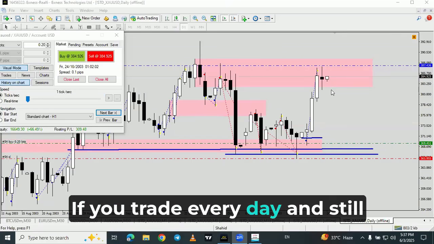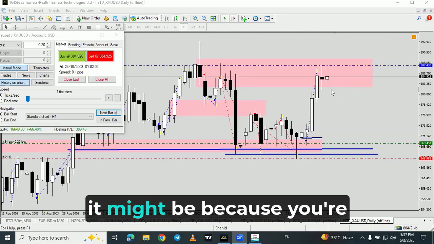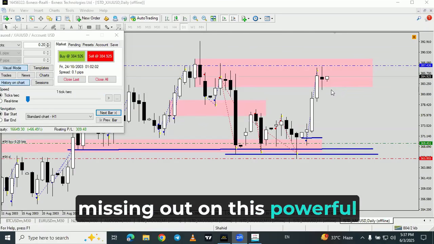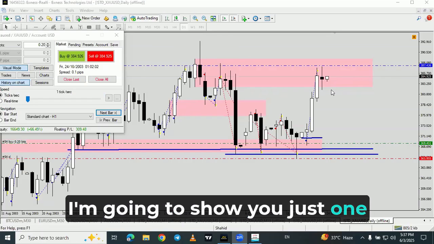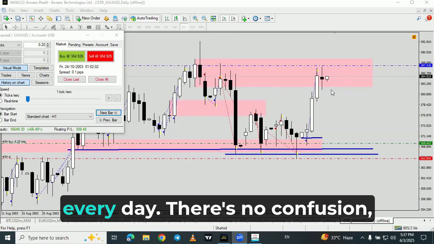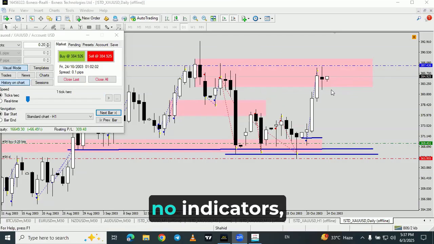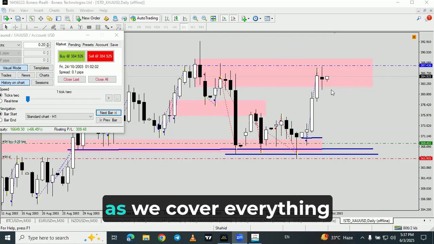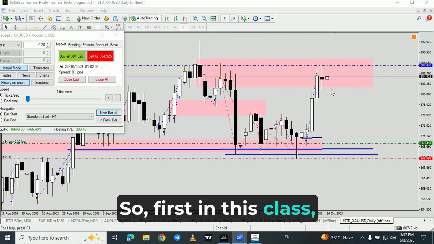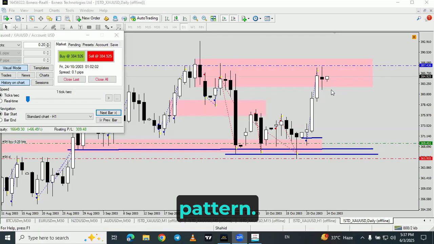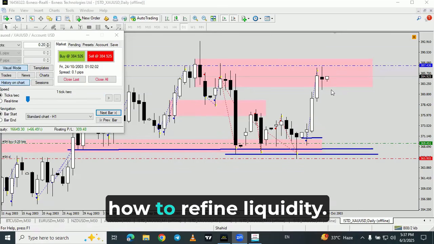If you trade every day and still aren't making a profit, it might be because you're missing out on this powerful trading candlestick engulfing class. I'm going to show you just one engulfing pattern that I trade every day. There's no confusion, no indicators, just good results as we cover everything in backtesting. So first in this class, we'll discuss the engulfing pattern. Then we'll discuss entry and how to refine liquidity.